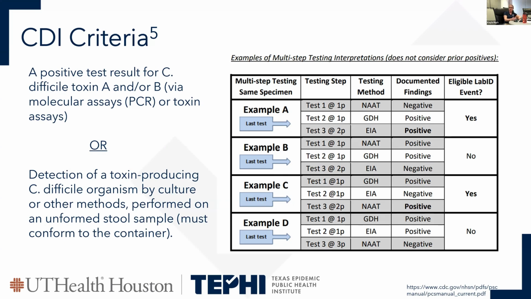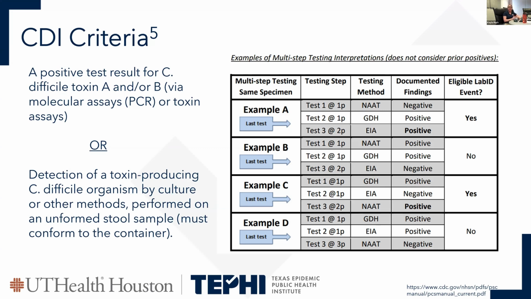This is always a great table to use to see if it counts or not, if it's eligible for a lab ID event. So you want to look at specifically your toxin with the 2-step algorithm. It can be GDH positive but toxin negative, but they are specifically looking for that toxin-producing organism. So if you're looking at it and it comes out as plus or plus-minus, look at your specific assay that your lab is running, and then relate it to the testing method.